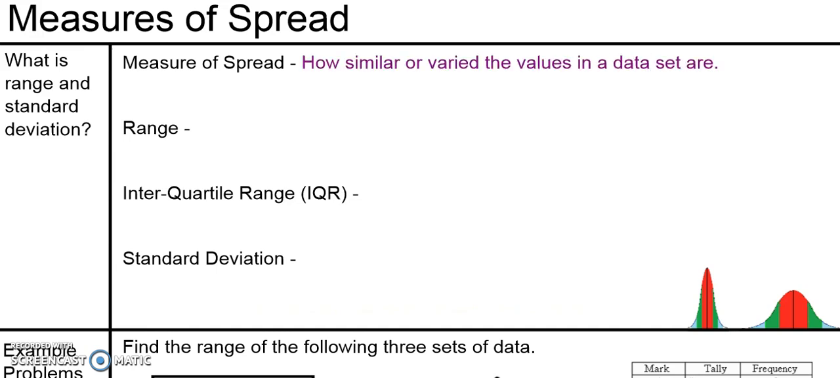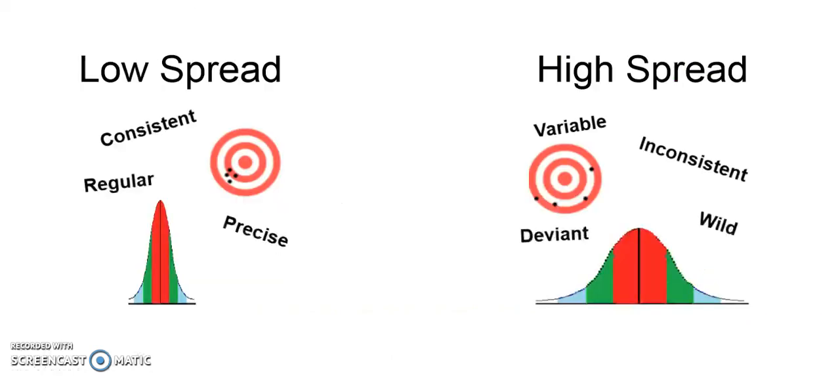A measure of spread tells us how similar or how varied the values in a data set are. Let me give you some examples. A low spread is said to be consistent, regular, or precise, whereas data with a high spread is said to be variable, inconsistent, deviant, or wild. For example, a basketball player that is consistently getting the same or similar scores every single game is going to be pretty consistent and have a low spread. Whereas basketball players that are variable or inconsistent, getting high scores and low scores all over the place, are going to have a high measure of spread.